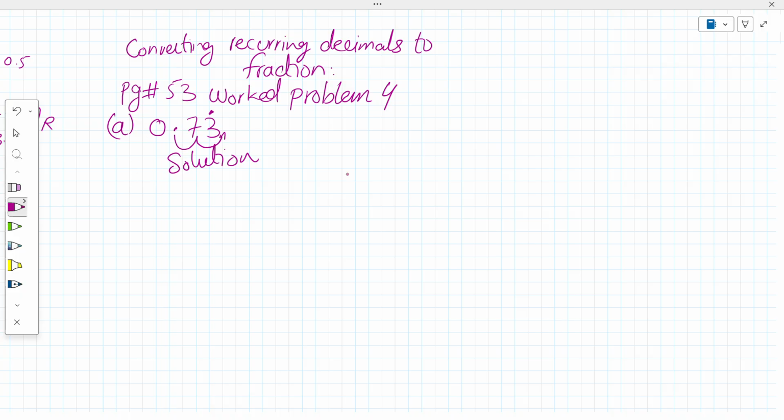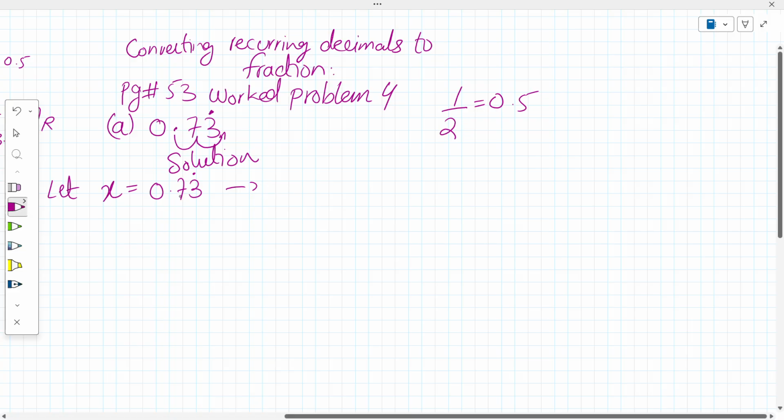So if we consider 1 upon 2, you know that the decimal of this fraction is 0.5. But in this problem, we don't know the fraction part. So for that fraction part, I will let x equal 0.73, where that 3 is recurring. Here x is the fractional part. Okay, so we are going to find that x. Now this is our equation number 1.